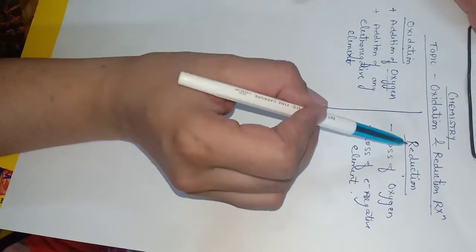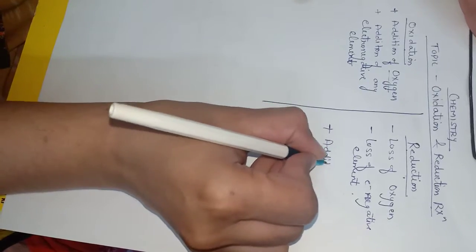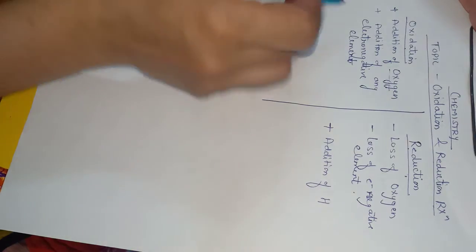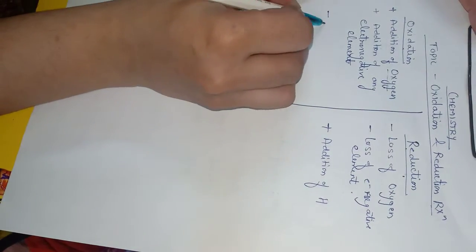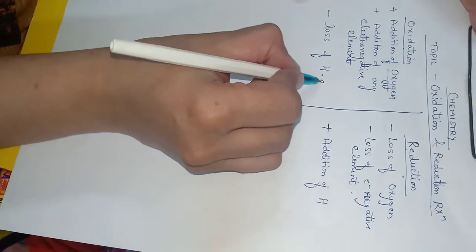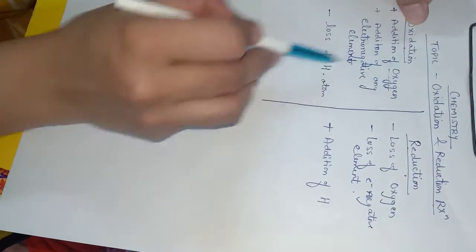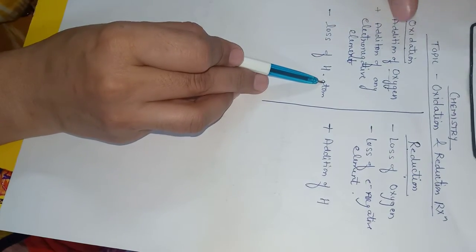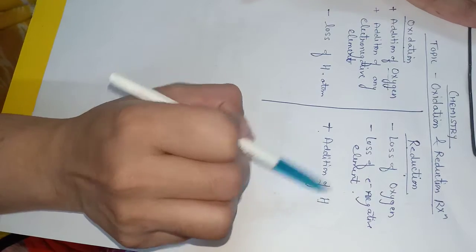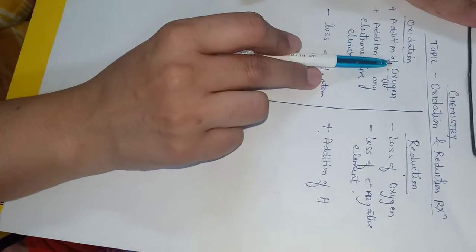Next, in case of reduction there is addition of hydrogen atom. So obviously in oxidation there is loss of hydrogen atom. Here, addition of oxygen and loss of hydrogen in oxidation. In reduction there is loss of oxygen and addition of hydrogen. That's why oxidation and reduction are just opposite of each other.